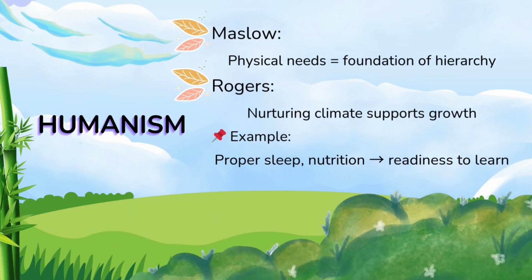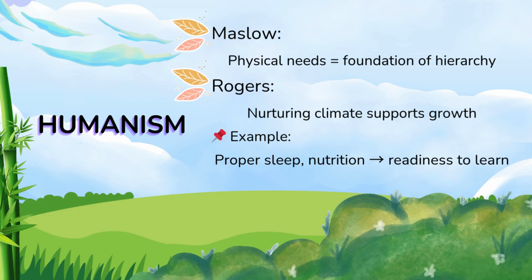Humanism reminds us to look at the whole child. Maslow's hierarchy of needs starts with physiological needs: food, water, rest, safety. If these are unmet, higher learning and self-confidence are almost impossible. A hungry or sleep-deprived child simply can't focus in class.